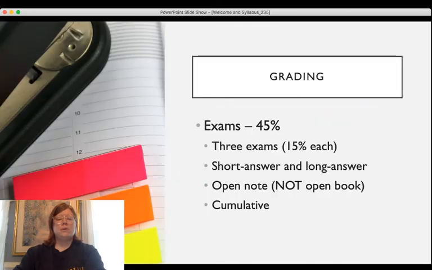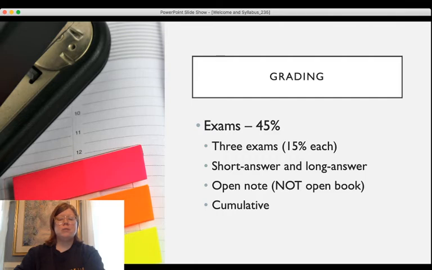The grading of the course. So you'll take 3 exams: 2 in-class exams, and a final. They'll each be worth 15% of your course grade for a total of 45%. The tests will include short answer and long answer questions. So you'll be writing between 3 sentences and a couple of paragraphs per answer.